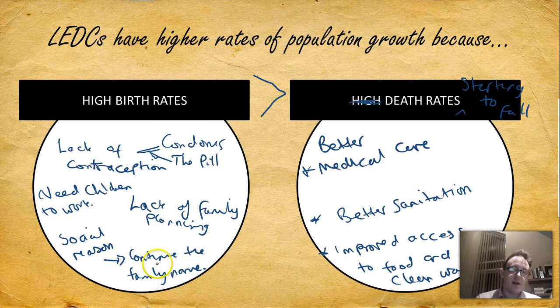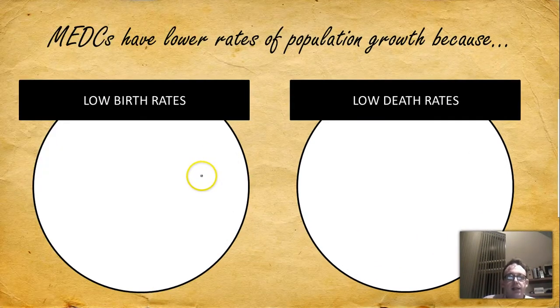I haven't got time to go through all of them in so much detail, but have a look in your revision guides and be able to get a few more. These ones should be enough to keep you going. So let's have a look at MEDCs, and why they have a lower rate of population growth. We have low rates of population growth because we're pretty steady. We have low birth rates. Not many people are born necessarily in MEDCs. We also have low death rates.